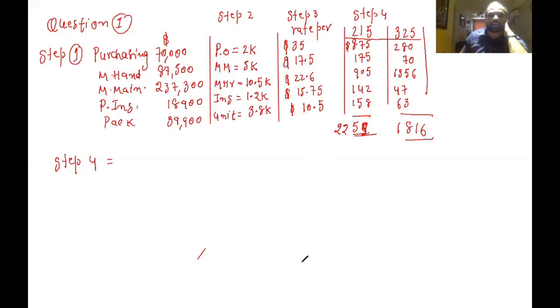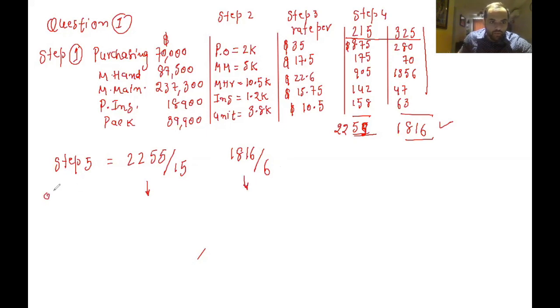Now the question is finished, all right? But if you want, we can do step five as well. If we need overhead cost per unit, which is 2255 divided by 15, right? And 1816 divided by 6, I guess. But make sure you check again. And tell me, how much is step 5, which is overhead cost per unit?